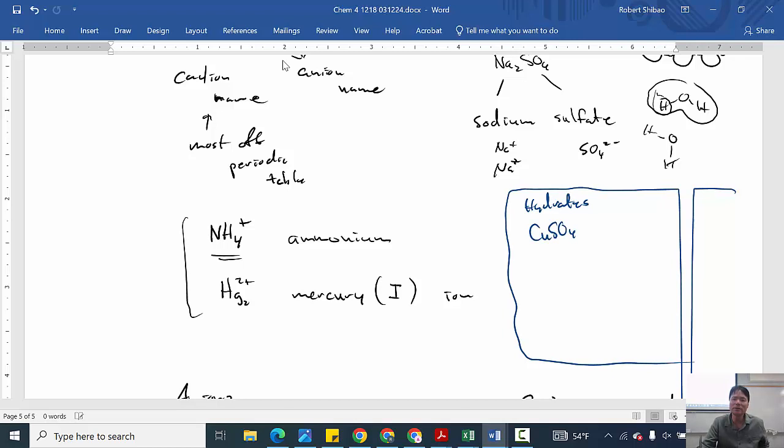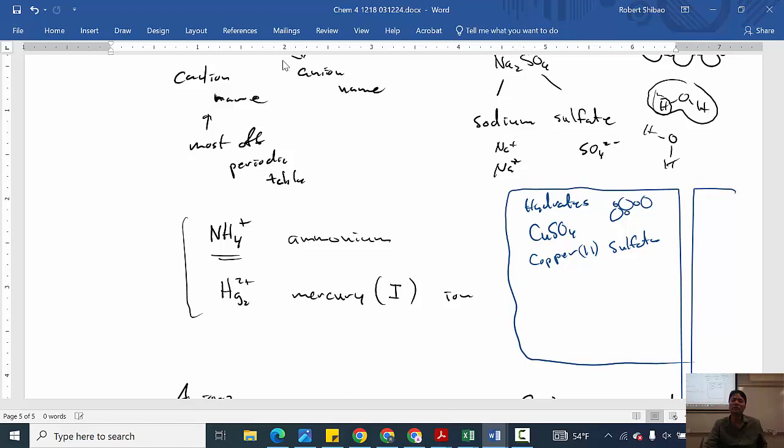CuSO4, what do we call this? Well, we have to name the cation. The cation is copper, but copper has two charges. It's either copper 1 or copper 2. Is this copper 1 or copper 2? This is copper 2, so it's going to be called copper 2. And the anion name? Sulfate. Copper 2 sulfate forms a lattice, so we'll have copper ions, sulfate ions.